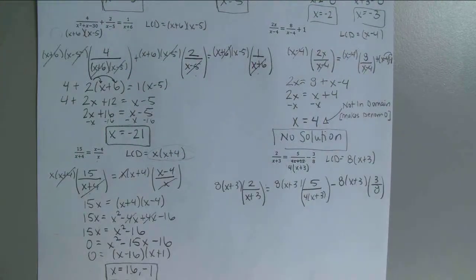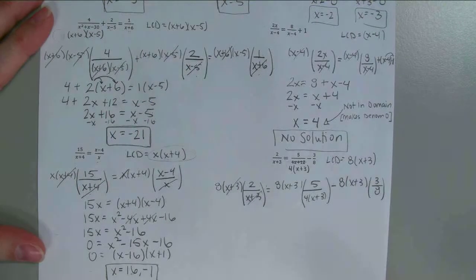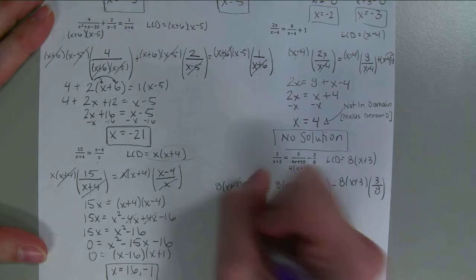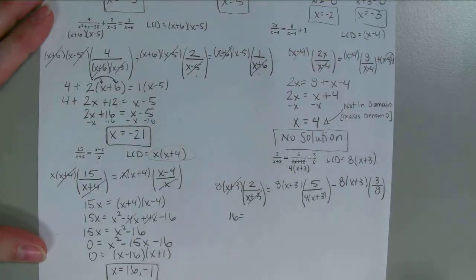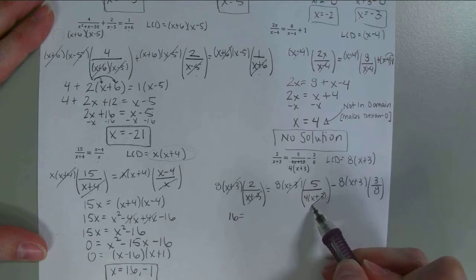So again, kind of notice how I did it. My LCD is always out in front, and my fraction is always right behind it. LCD, my fraction in factored form. LCD, my fraction in factored form. And then you can just start flashing stuff, all right? So looking at this first one, x plus 3 cancels out, so you're just left with 8 times 2, or 16.